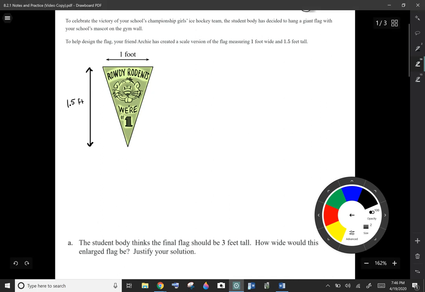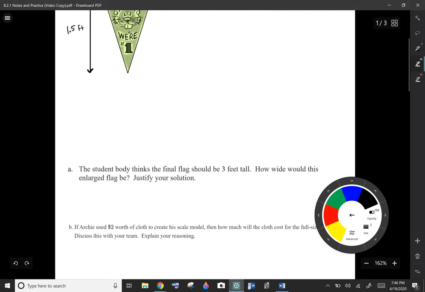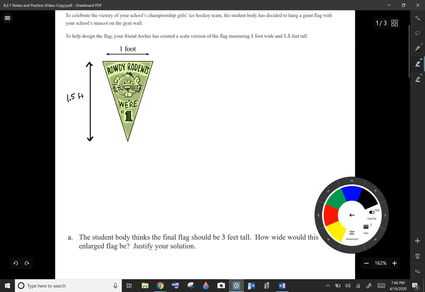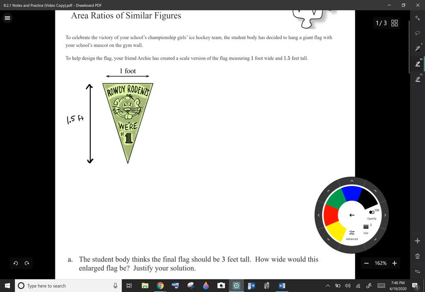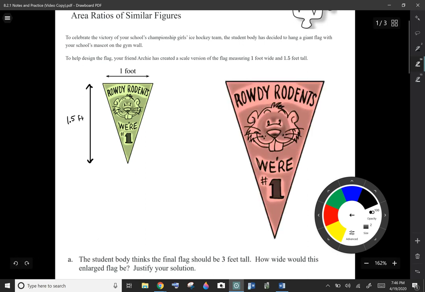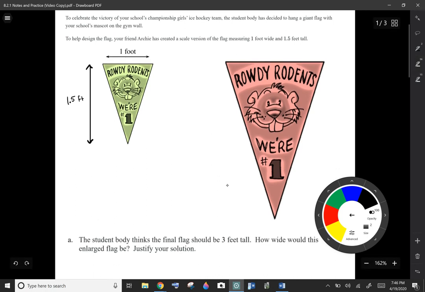So the first question that we have here, part A, is asking us if the student body thinks the final flag should be 3 feet tall, how wide would this enlarged flag be? So again, we have the dimensions for the scale flag, which is 1.5 feet tall and 1 foot wide. But if we actually look at the final version, so that'll be this one over here, they decided that it should be 3 feet tall instead. So as we look at this right here, the height is going to be 3 feet.